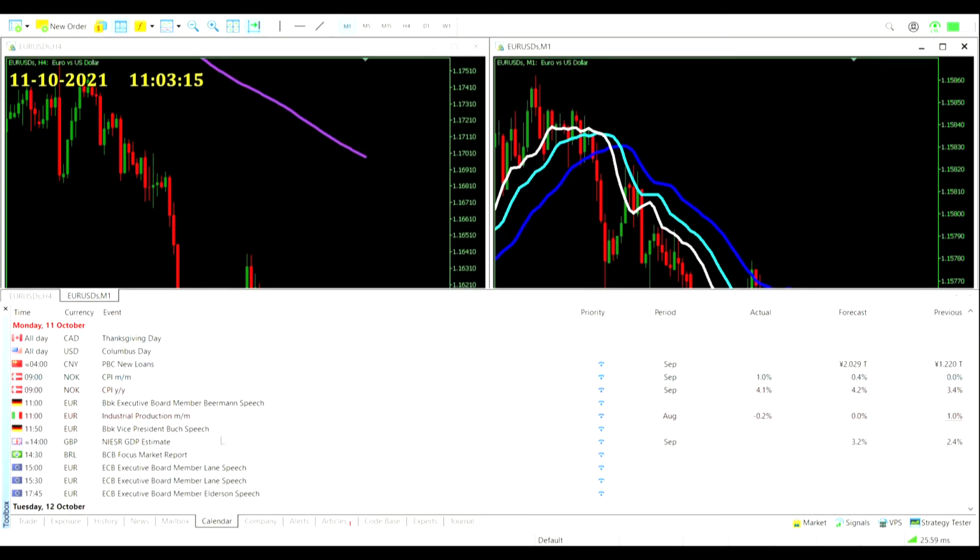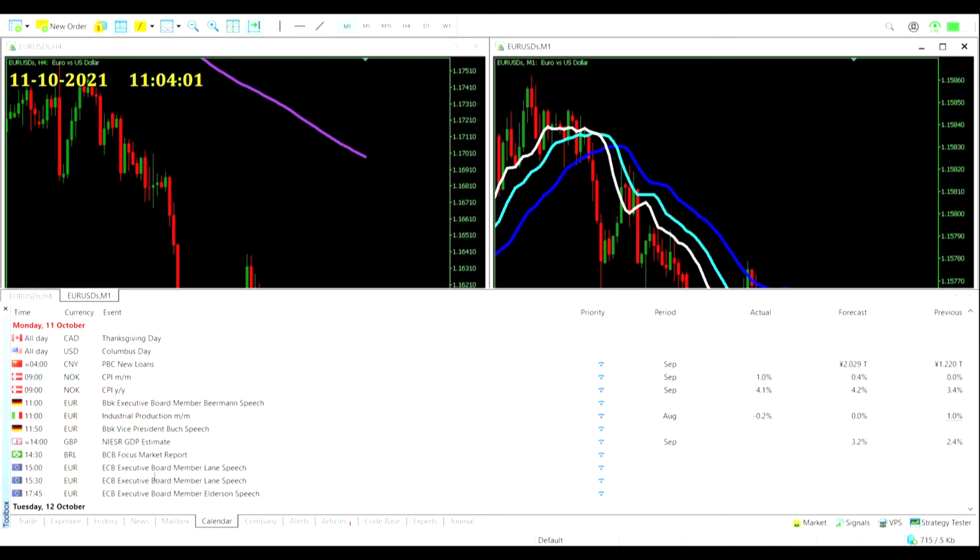There's a few speeches going on. So a couple from the Bundesbank, Biermann and Buck, a few from the ECB this afternoon, 2 from Lane, 1 from Elderson. Not likely to give us any major swings, even though we are on the Euro. If we do see some around about that time, we might be able to attribute it to that. But 3 o'clock, 3:30 on Forex, they're usually pretty popular times to trade. Other than that, GDP estimate on the GBP. And then if you are interested in the weekly Brazilian Central Bank Focus Market Report, that is at 2:30. We won't be looking at it, but feel free to at your leisure.